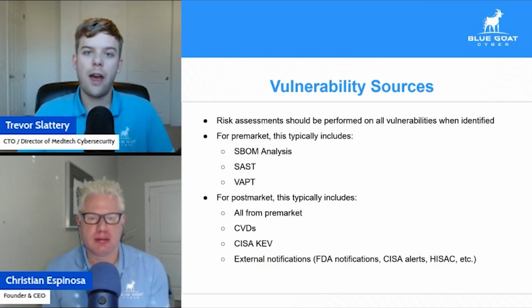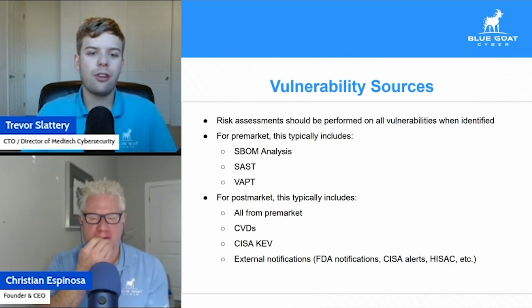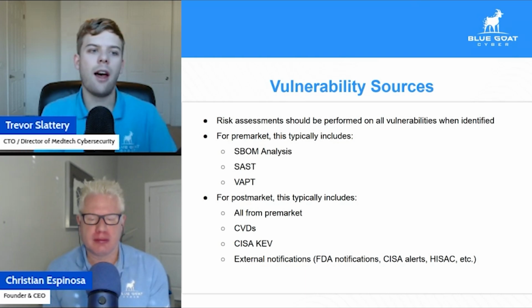After the fact, once you have a device that's cleared by the FDA, it's out in the market, everything from pre-market will still apply. You're still expected to go through regular penetration testing, static testing, all of this. But additionally, you'll be able to get in information from external notifications like the FDA notifications or HISAC.